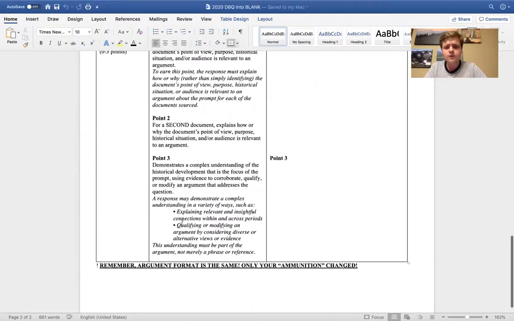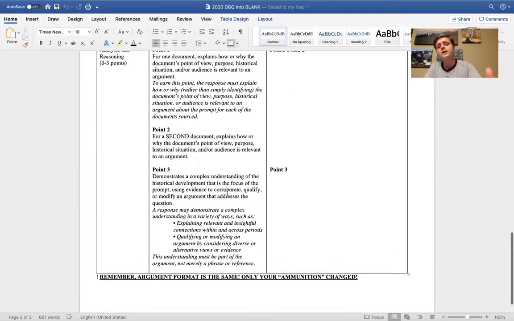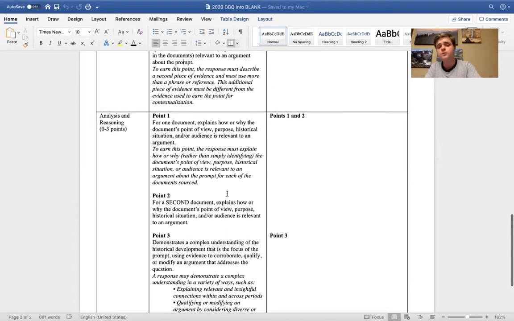So here's another thing that's a little bit different than the LEQ. But again, it's going to be familiar because of those document analysis packets you've been doing. So you can get 1, 2, or 3 points. Actually, the third point is something that you're already used to. So let's just focus on point 1 and point 2 right now. For two documents, you're going to have to use your analysis, which is your HIP analysis.